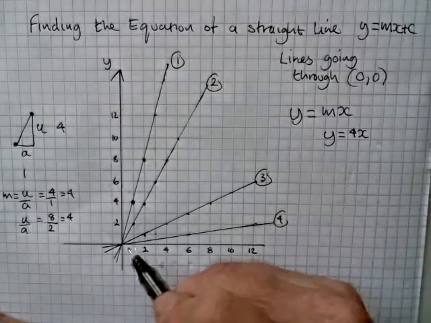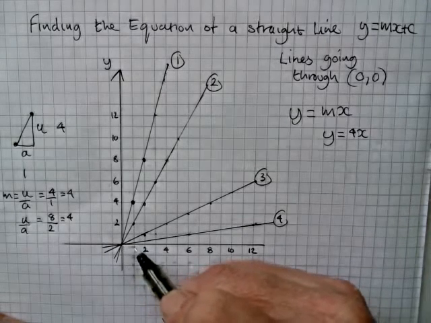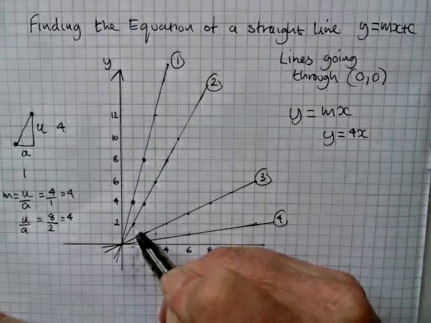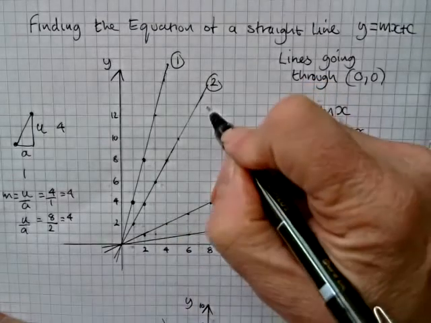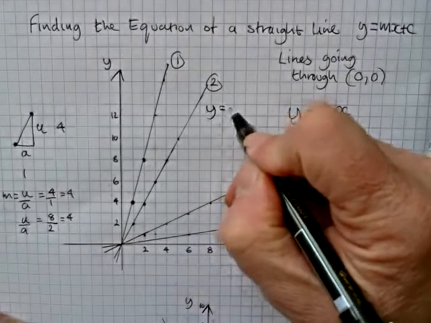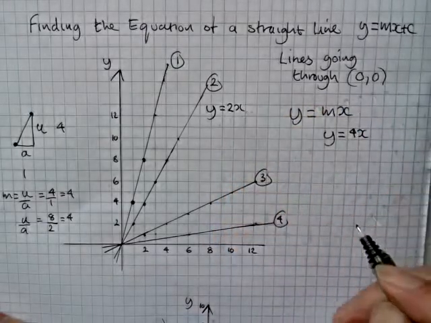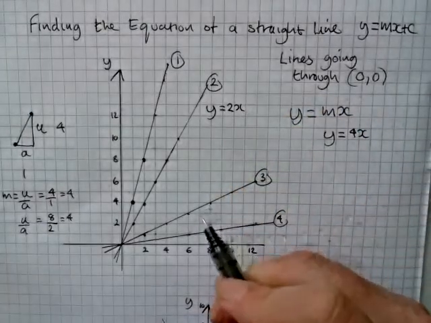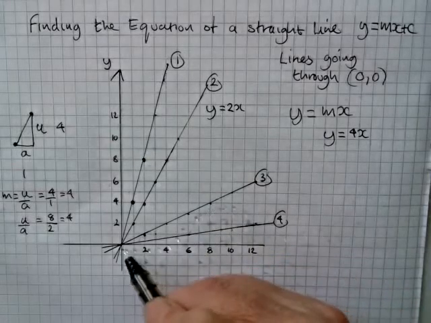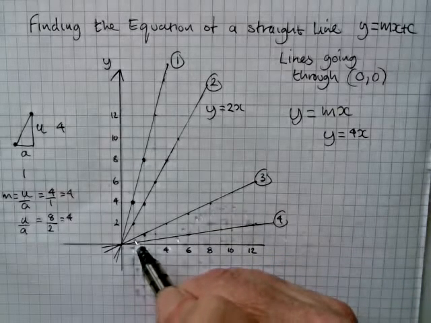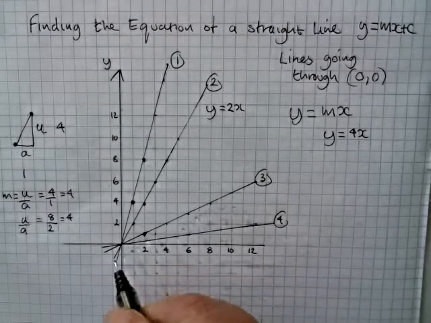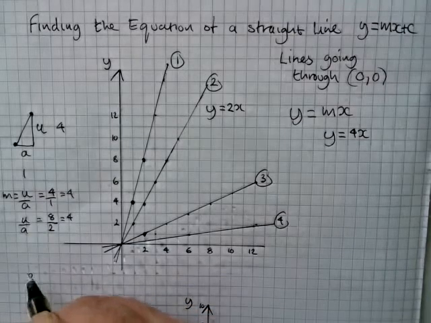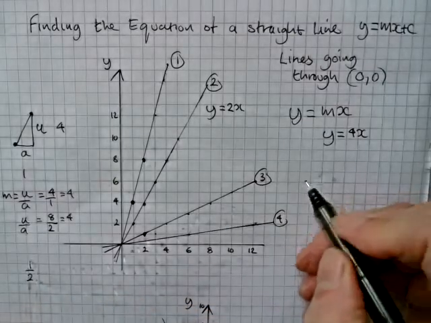Right, so if we go to the next line, line 2, this one is for a movement of 1 across, I go up 2, 1 across, up 2, 1 across, up 2. So for line 2, the equation is y equals 2x. On to line 3. Now this is slightly different, because if I go 1 across, I'm only going up about half. I won't use fractions. I'll go across 2 and up 1. So if you go across 2 and up 1, the gradient is a half.